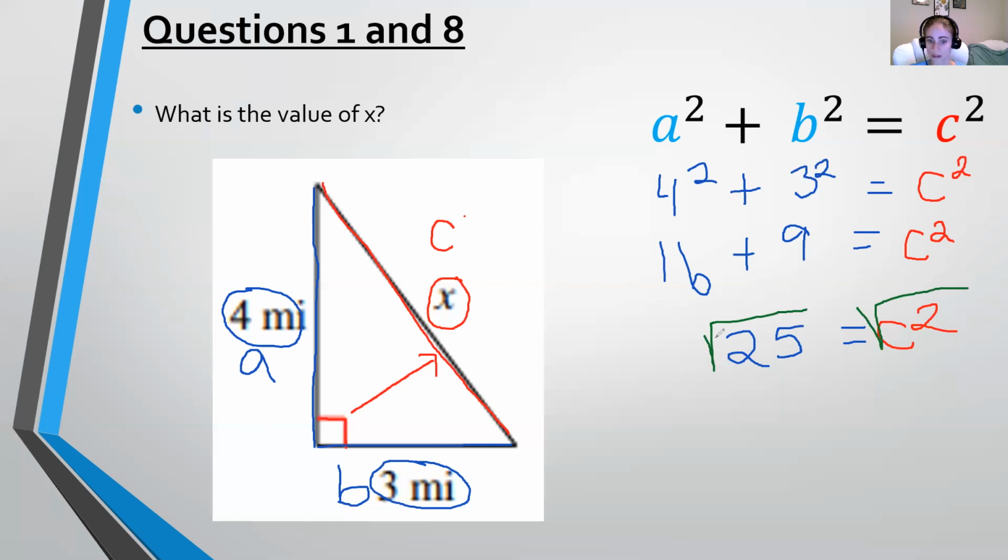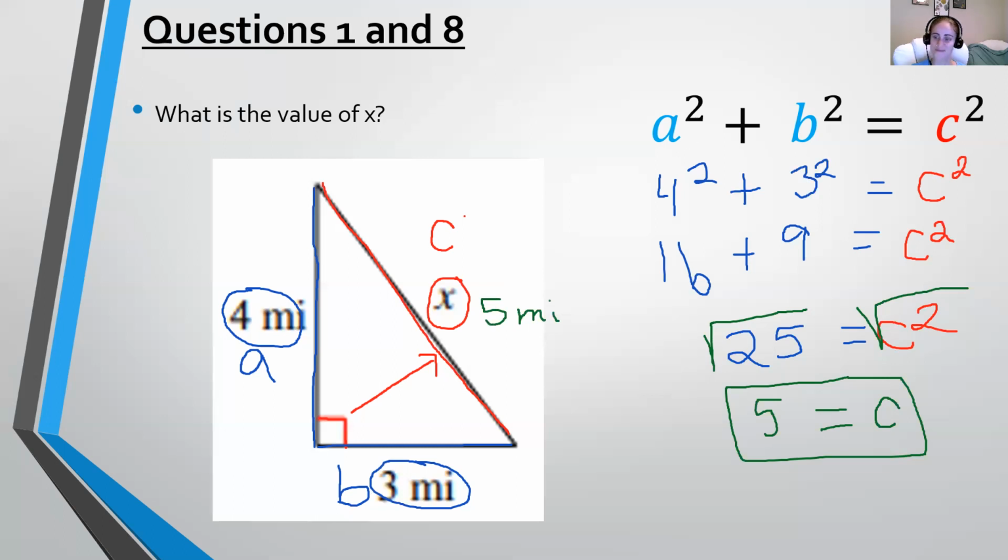The square root of 25 is 5 because 5 times 5 is 25. And the square root of C squared is just plain old C. So that means the length of our hypotenuse, our value for x is 5. And in this case, it would be 5 miles. All right, sweet.